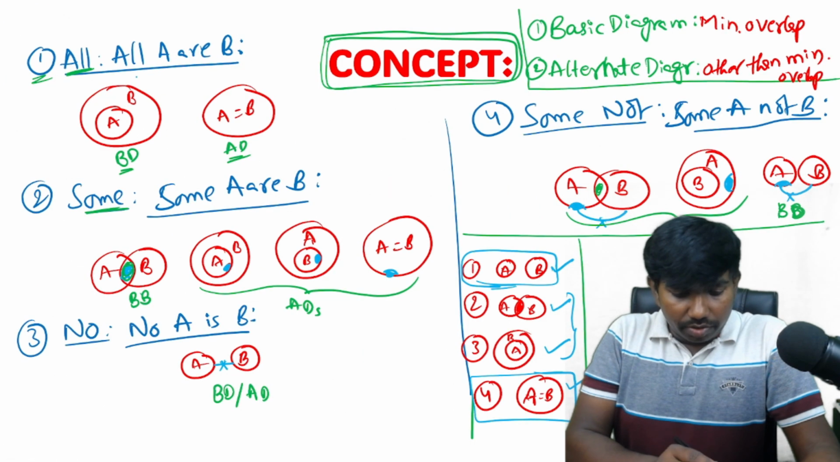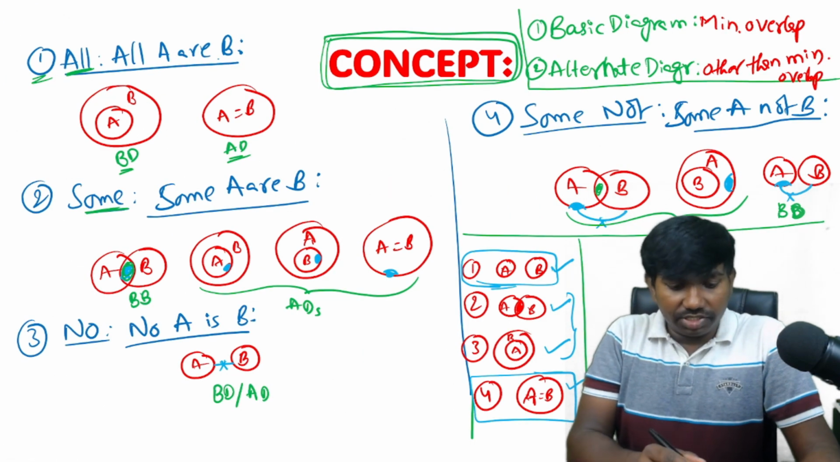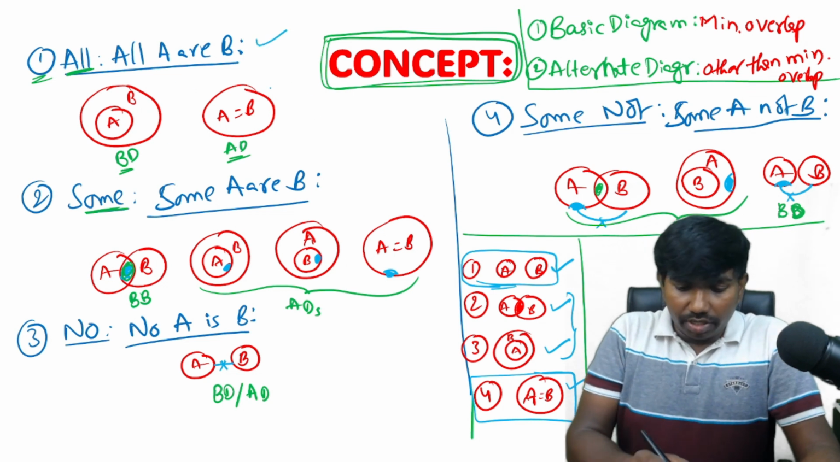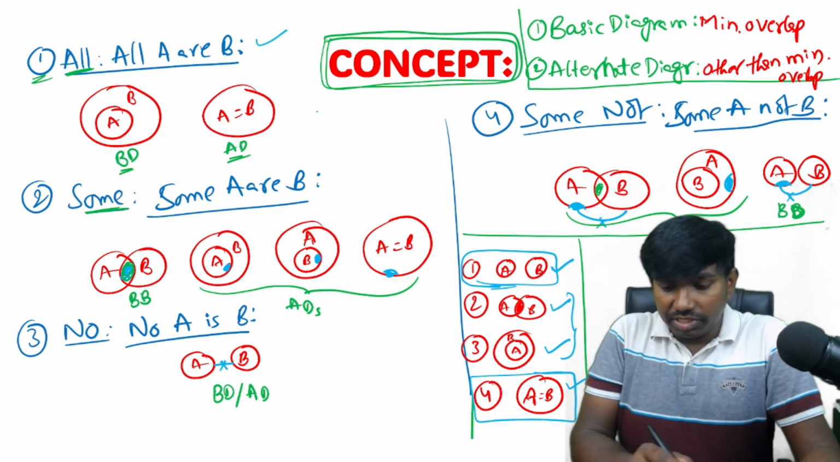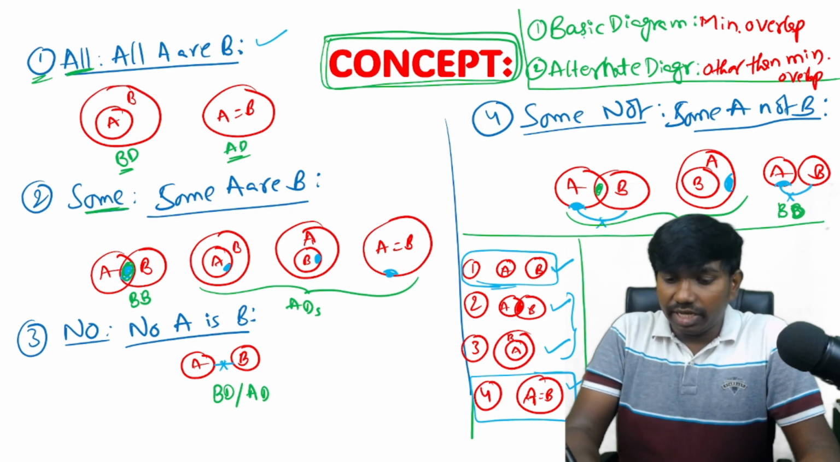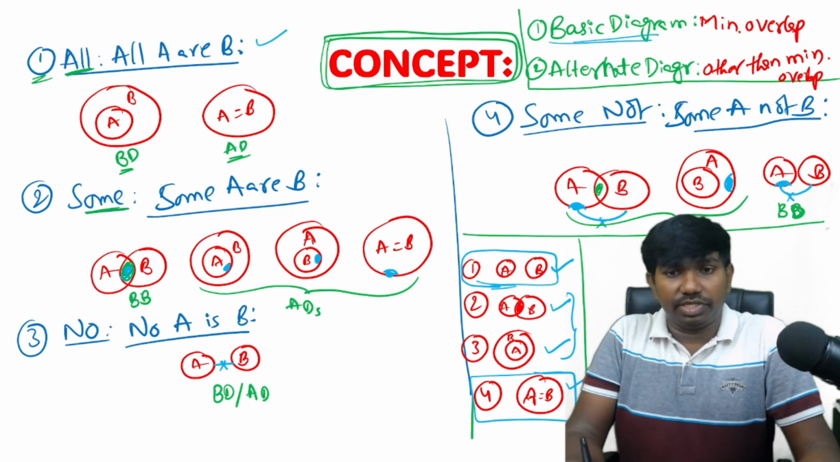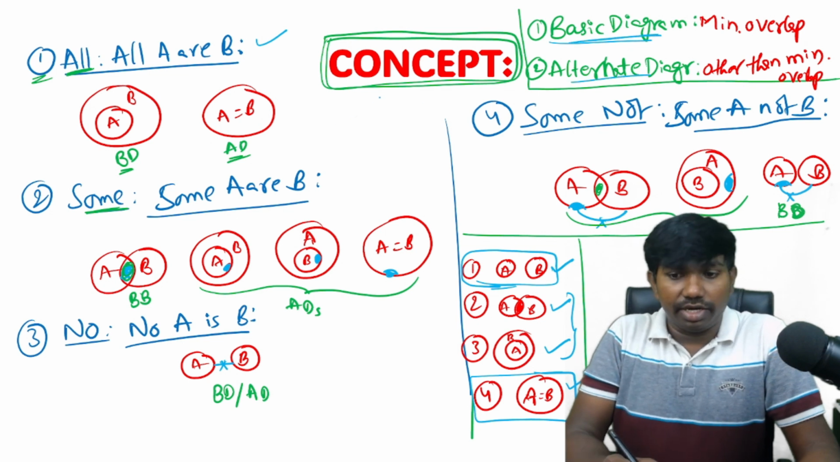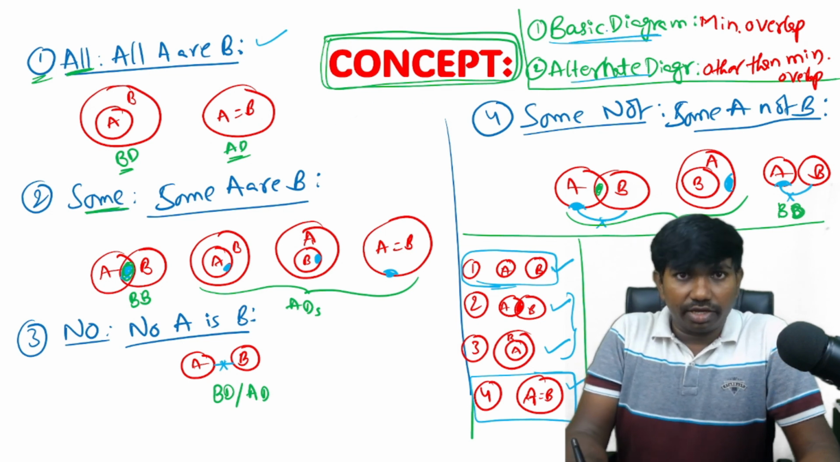Next, how to draw the diagrams for the statements. When the statements are given, we draw the diagrams in this way. Every time we don't need to draw many diagrams for each and every statement. We will draw only one diagram, which is called the basic diagram. We have 2 types of diagrams: one is the basic diagram, the other is the alternate diagram. The basic diagram is compulsory, we have to draw it for each and every question. The alternate diagram is optional.